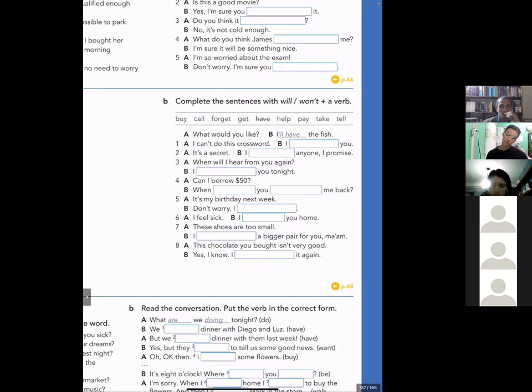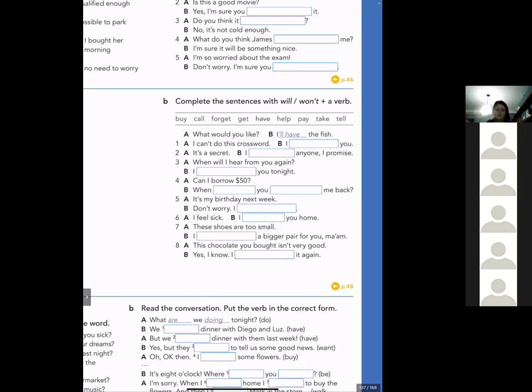Number 5, Ale, can you do number 5? Yes, teacher. It's my birthday next week. Don't worry, I won't forget. Thank you. Number 6, Anita, can you do number 6? Teacher, I couldn't complete this sentence. Oh my God, how come? Okay, don't worry. Let's see. Samantha, do you have number 7? Sorry, number 6.